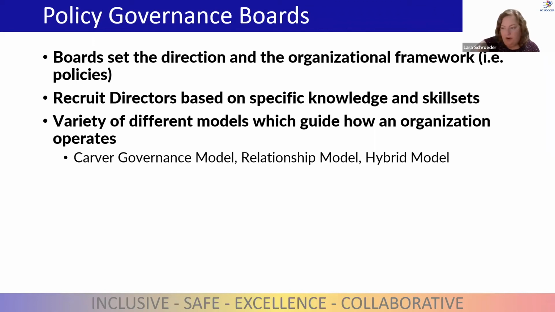So I've listed 3 here: the Carver governance model, the relationship model, and the hybrid model. There are different models. Those are some of the most common. Almost everyone's heard of the Carver governance model. And there are hybrids. You can blend two or more, I suppose. This speaks to how the policy is set up, the sorts of policies you have, and how you monitor and review them. So if you're panicking, your organization doesn't follow a model specifically, I'm not saying you have to, but it might be something that is helpful for you and provides a framework.